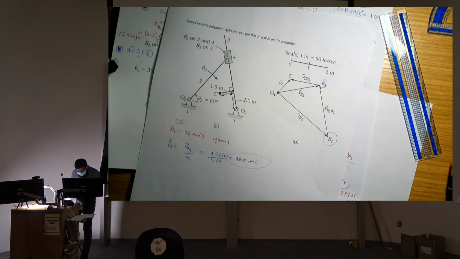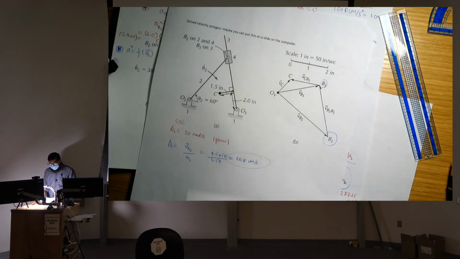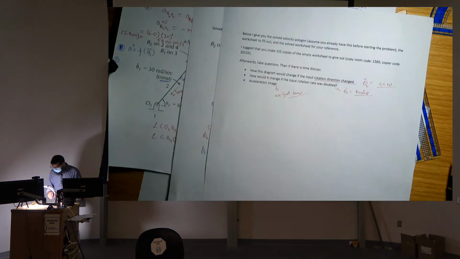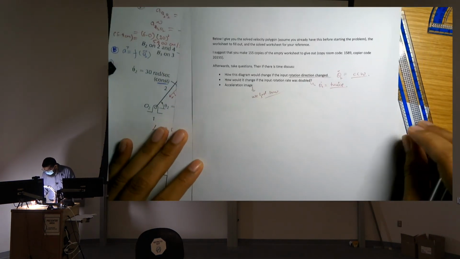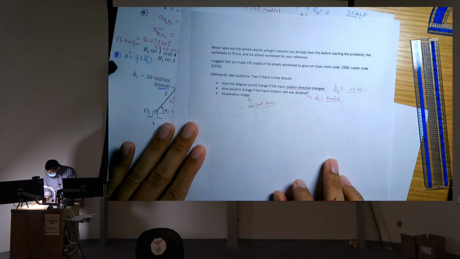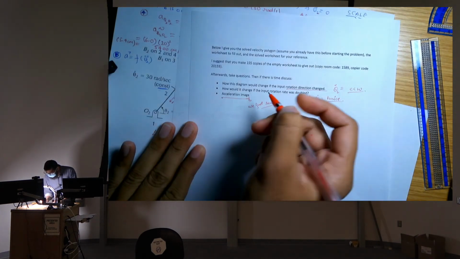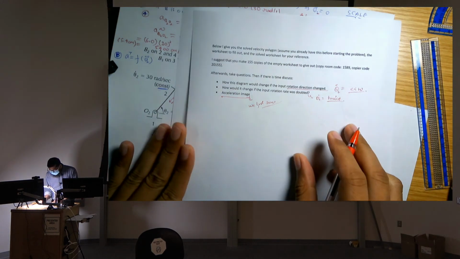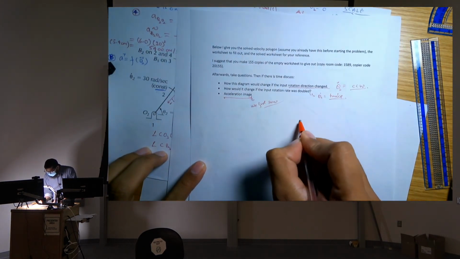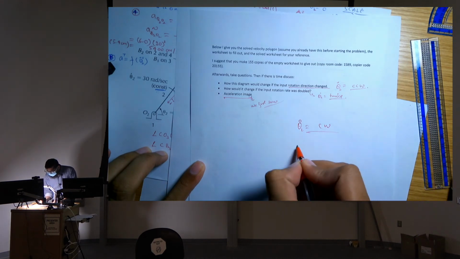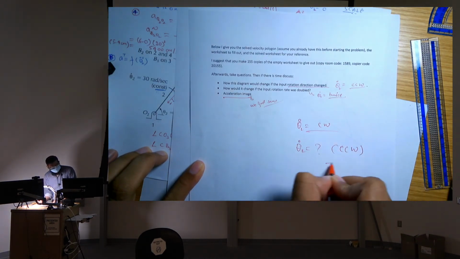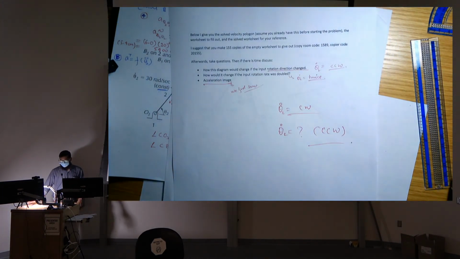Okay, before we wrap up, again the two questions that we had, similar to the last one. We won't do this from scratch, but just to ask you: what if the input direction is changed? Right now theta 2 was clockwise. What would happen if theta 2 were counterclockwise? Any guesses?